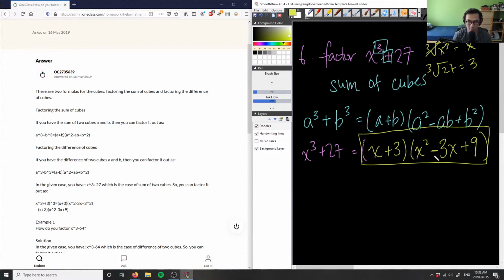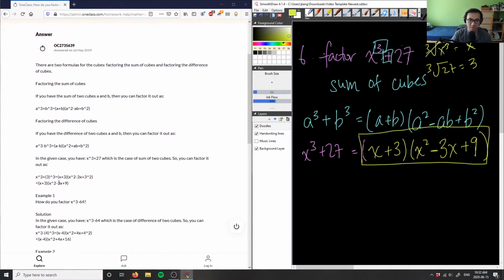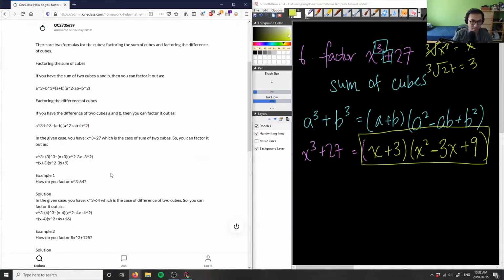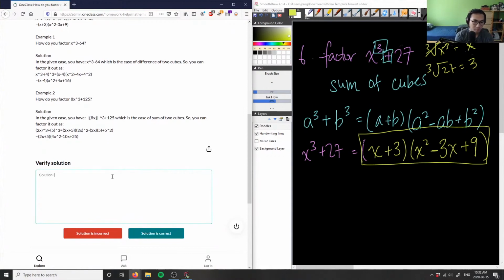So this here will be the factored form of x cubed plus 27. And as you can see, this solution is correct: you have x plus 3 and x squared minus 3x plus 9. So this solution here is correct.